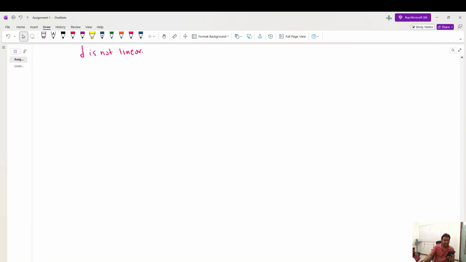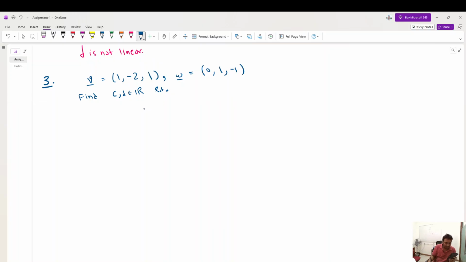So this is your question number 3. You are given two vectors, v bar equal to (1, -2, 1) and w bar equal to (0, 1, -1). You have to find two real numbers C and D in R such that C v bar plus D w bar is equal to (3, 3, -6).